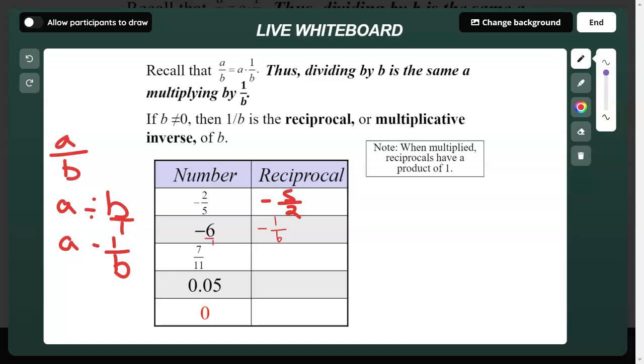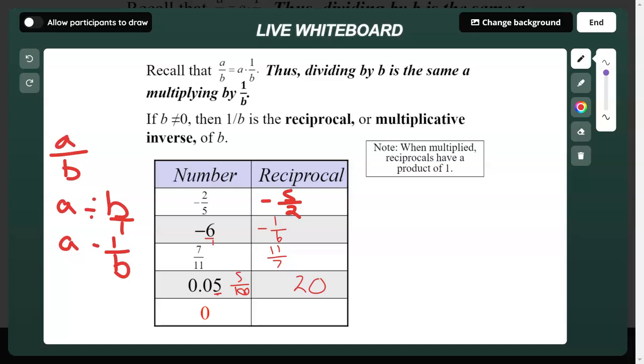7/11, 11 over 7. 5/100. How'd you get 20 over 5? So how'd you get the 100 over 5? It's 5 over 100. Yeah. And flip it. Okay? So this is in the hundredths place, right? So we take the decimal, write it as a fraction. Okay. Take the decimal, write it as a fraction. Since the 5 is in the hundredths place, it's 5/100.